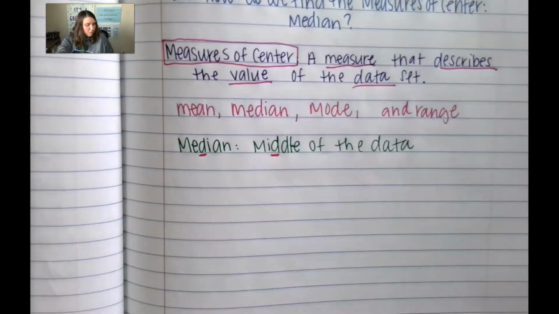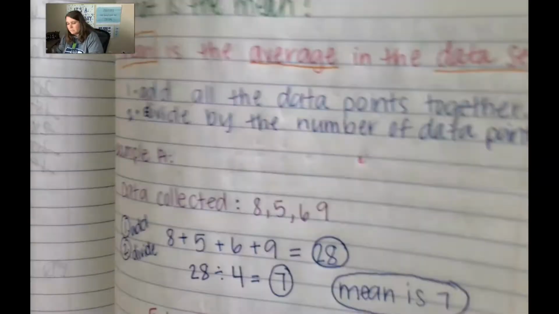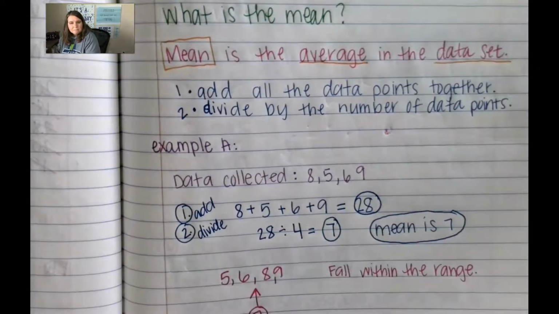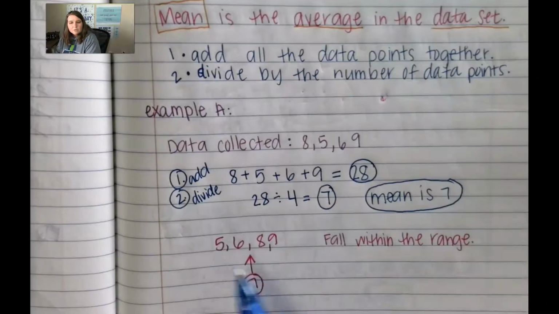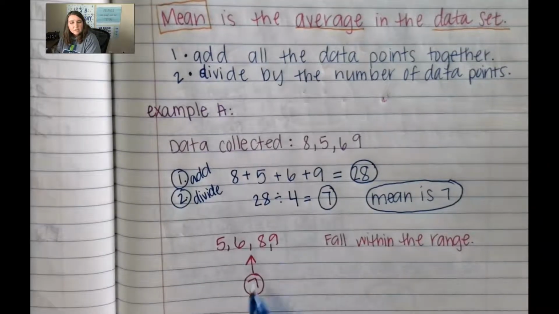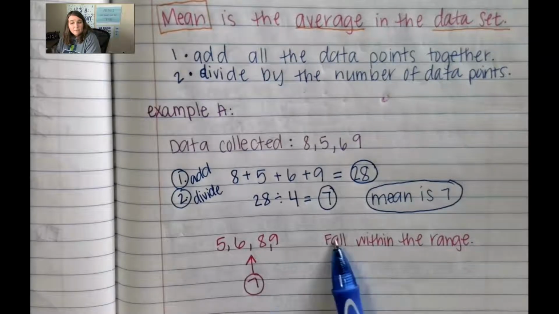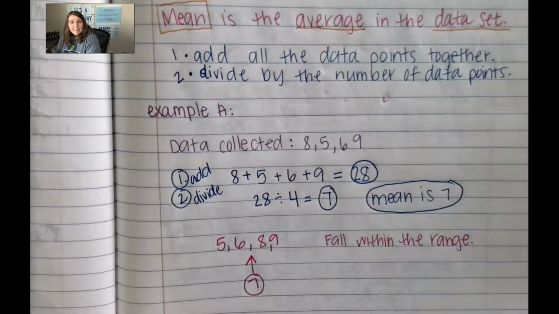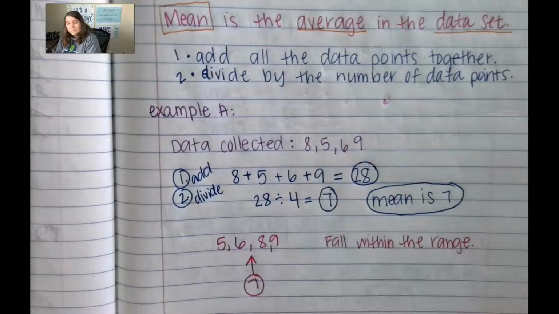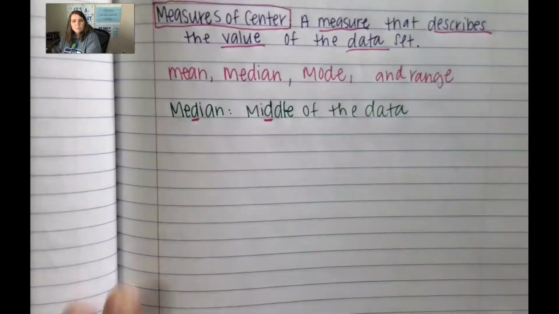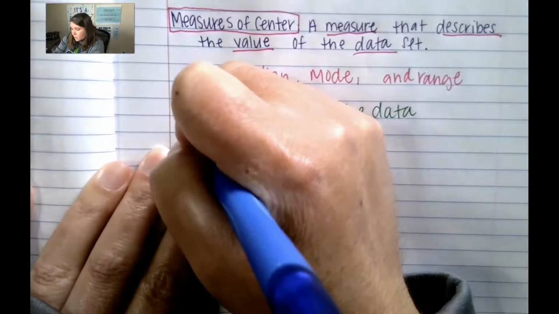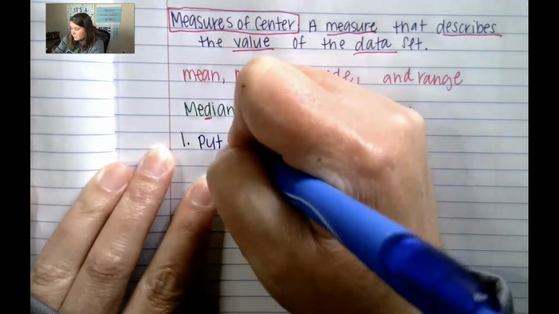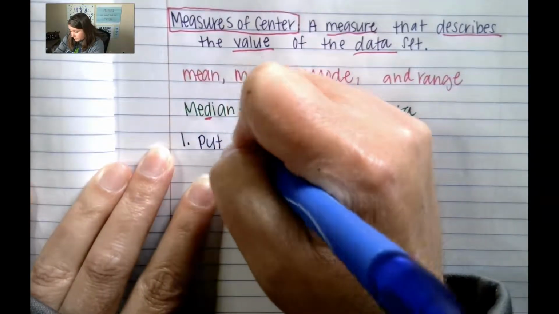Well, how do you find the median? Well, let's think back to how we found the mean. Well, when we had the mean, we collected our data, right? And then we put it in order from least to greatest so we could see if it fell within the range. And then after that, we added the points, we divided. So just like we did with the mean, our very first step is going to be to put the data in order from least to greatest.